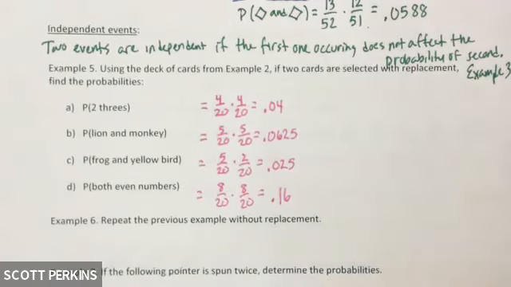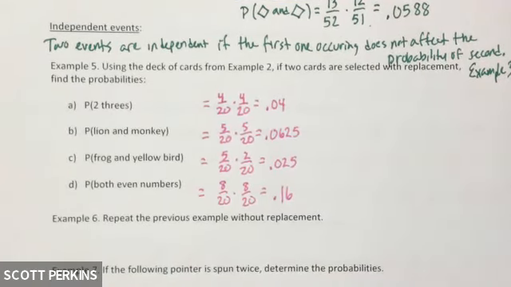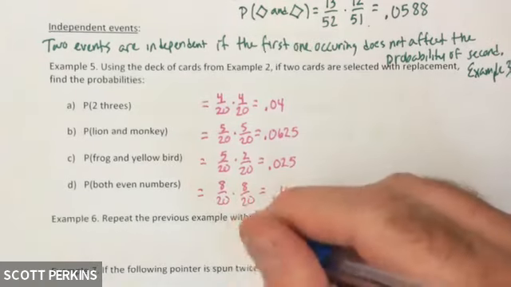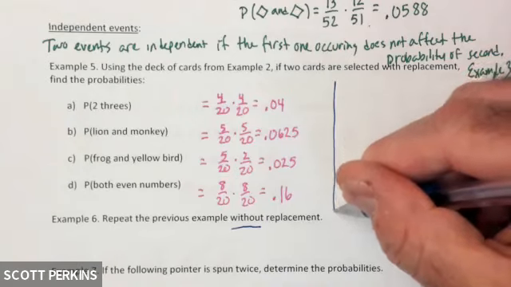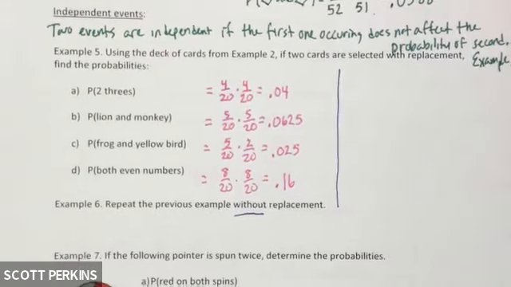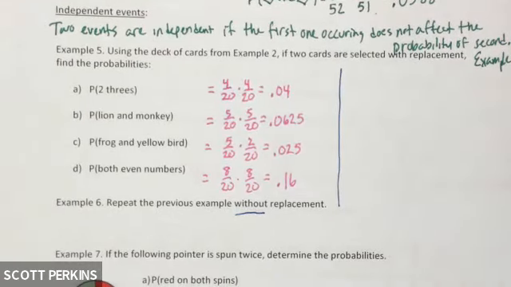So example 6 says, okay, do the same problem, but now do it without replacement. So without replacement, I'm just going to draw a little line here. We're going to do the same one on the other side of this line. So go ahead. I'm going to give you a couple minutes to make as much progress as you can. You are doing this without replacing the first card.